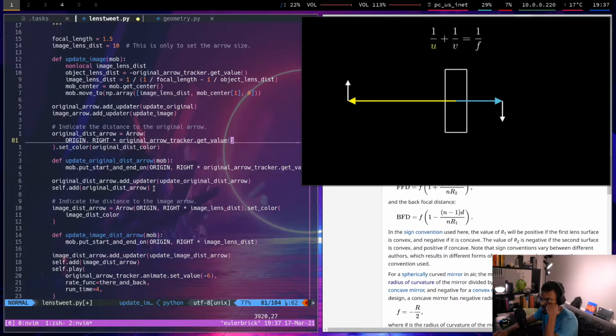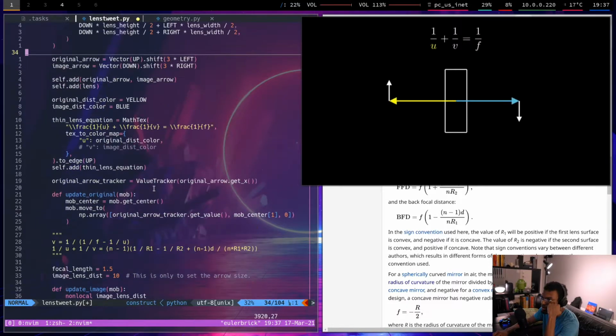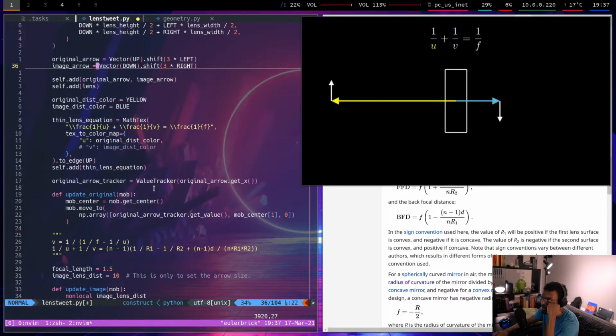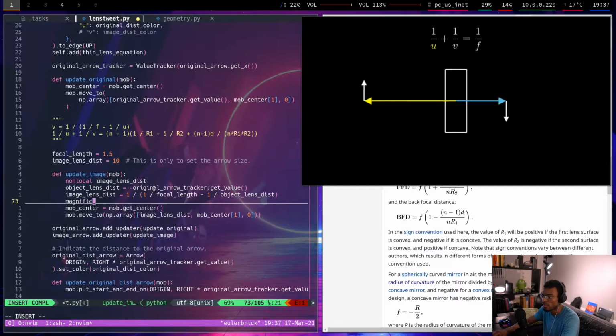So update original, indicate the distance to the original, indicate the distance to the image arrow, update the image here. I do mob.getCenter. This is the image arrow. Is this a vector or an arrow? Image arrow is a vector. I don't think that'll matter much. Okay, so I'm gonna say magnification equals negative v over u. I just have regular v over u.